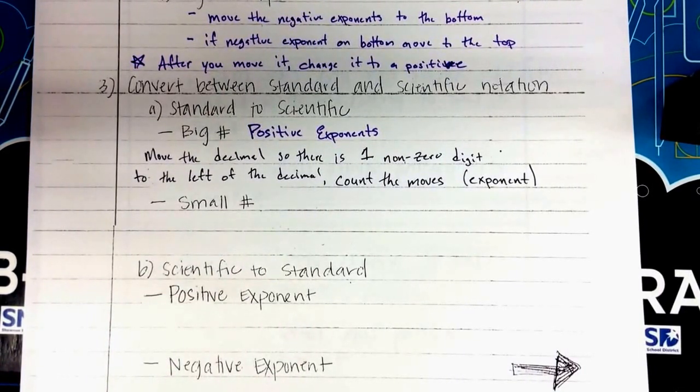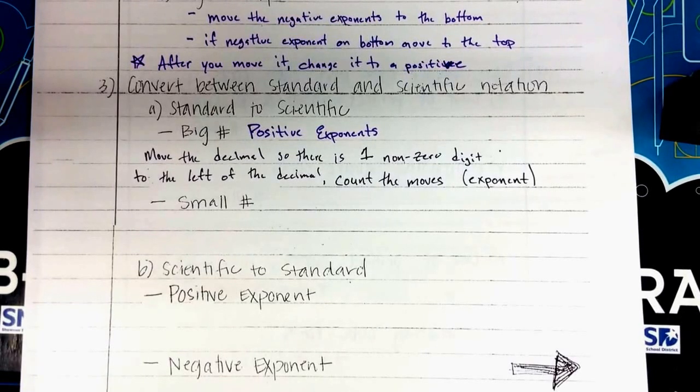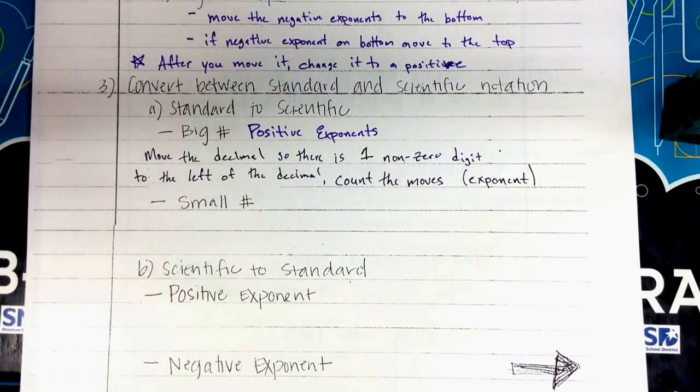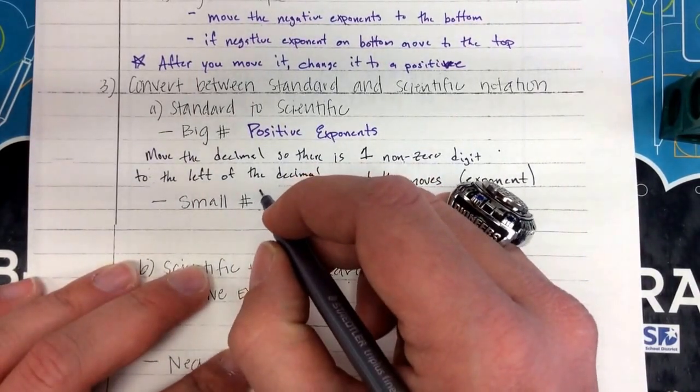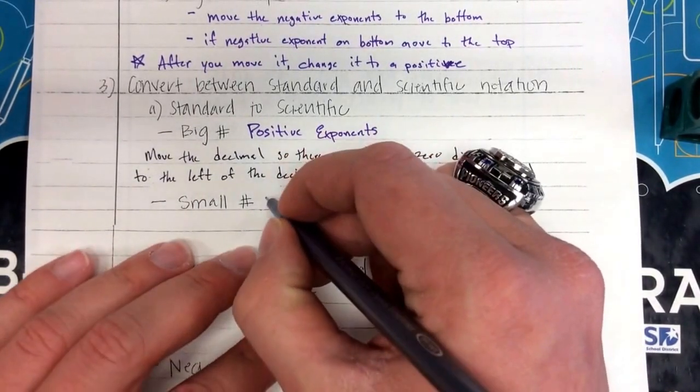So what about really small numbers? What does that exponent look like? Negative. So really small numbers, the exponents are going to be negative.